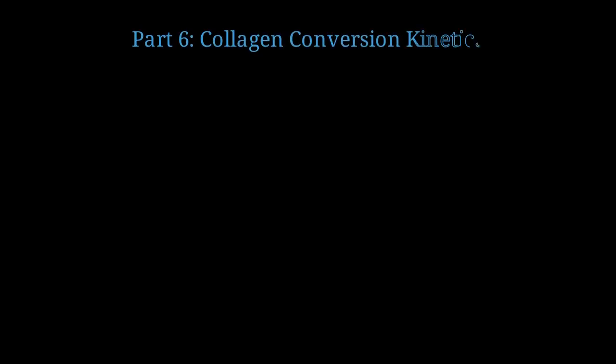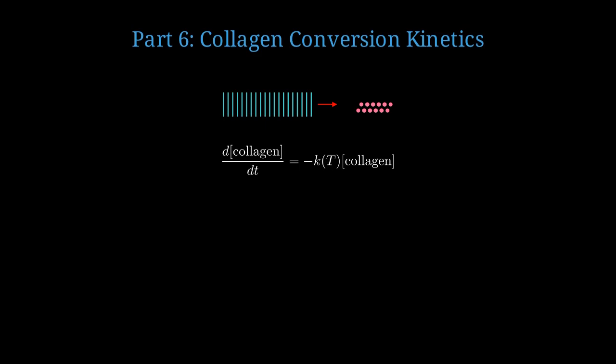Now let us examine the crucial process of collagen conversion to gelatin, which determines tenderness. Triple helix collagen fibers unwind into gelatin at temperatures above 60 Celsius. This conversion is time and temperature dependent. First-order kinetics govern collagen breakdown. The rate constant K increases exponentially with temperature according to Arrhenius' law. With activation energy 89 kilojoules per mole, the rate doubles every 6 degrees near 60 Celsius.